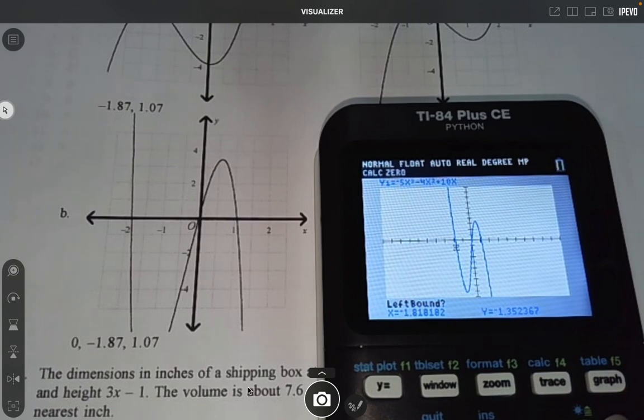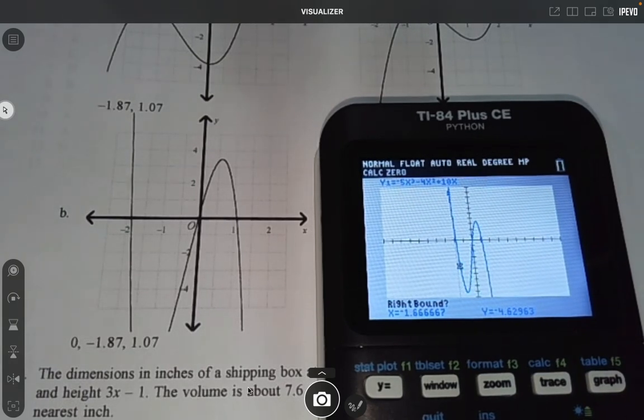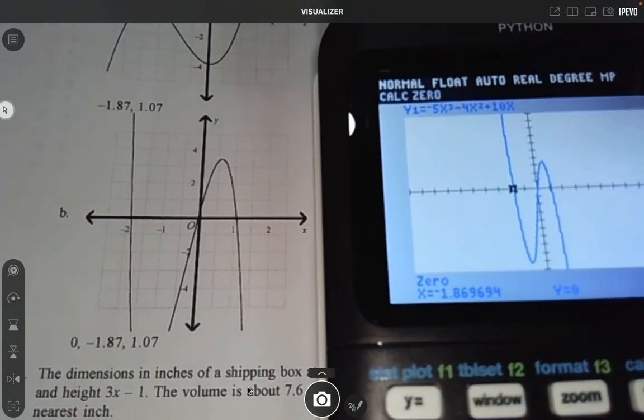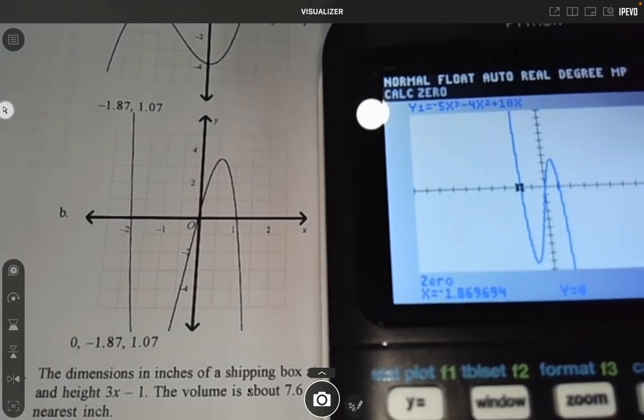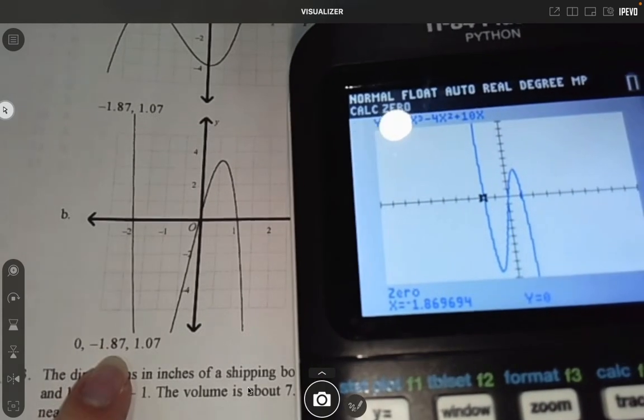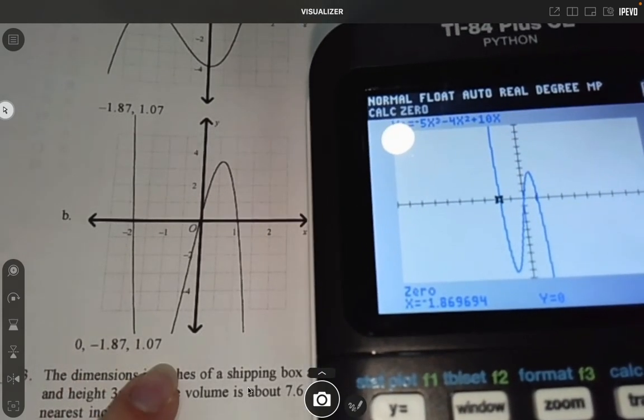Oh, my goodness. Okay. So I'm going to go to the left of it and press enter. To the right a couple times, press enter. And back to it. And what does that one say? -1.87. So see how that matched theirs? And then that would be the third one.